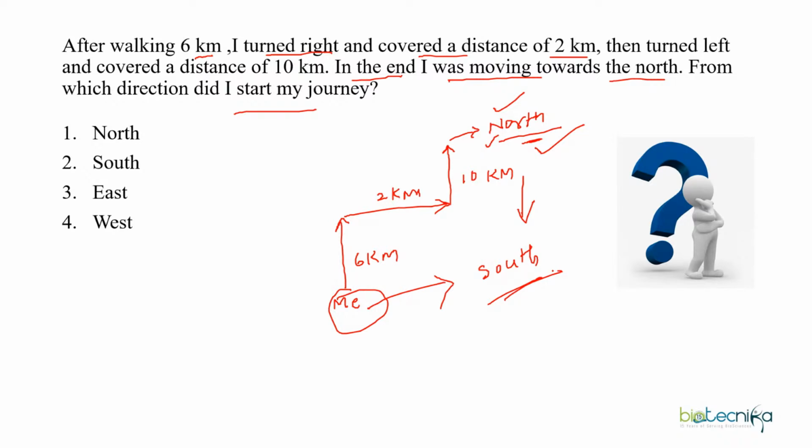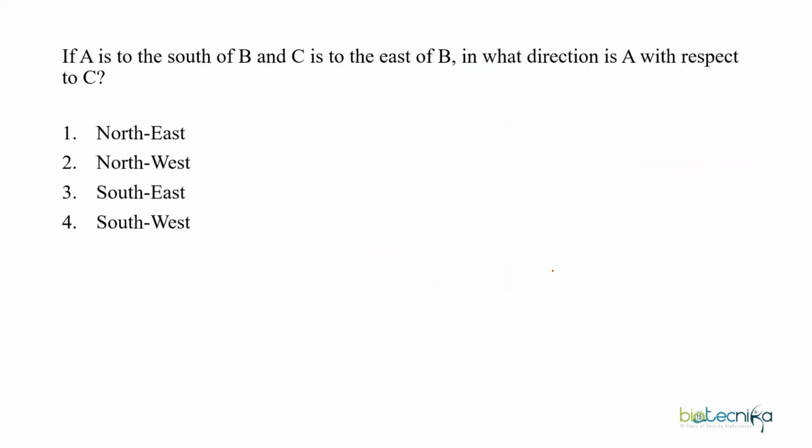So let's solve another question. Now in this question, it says if A is to the south of B and C is to the east of B, in what direction is A with respect to C? Now, you guys tell me what will be the correct answer for this particular question. Which option is the correct one?